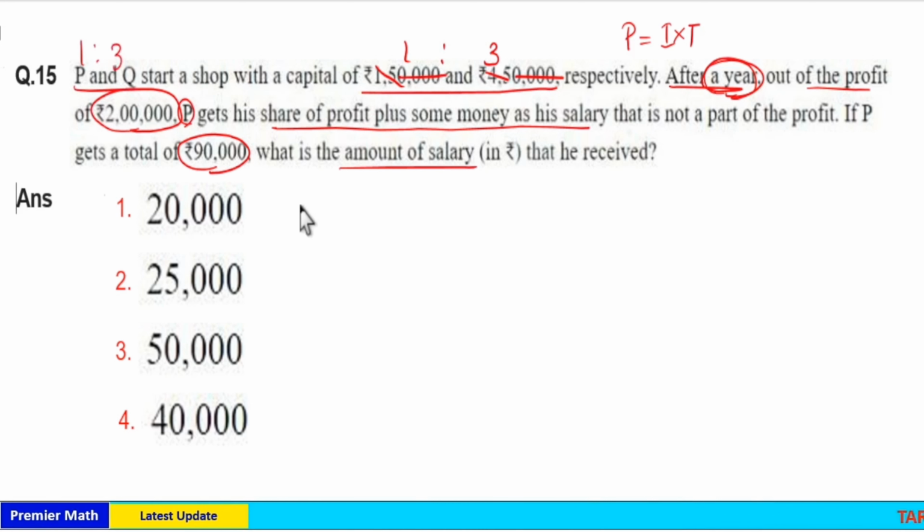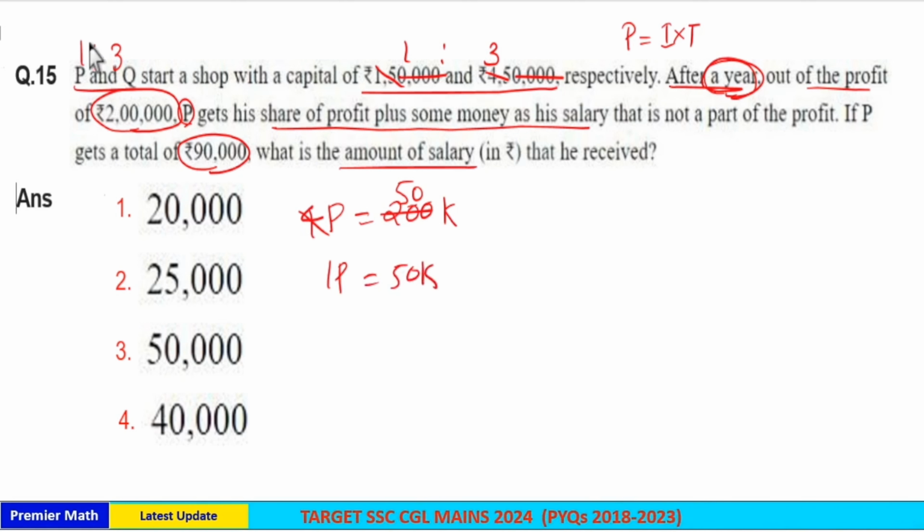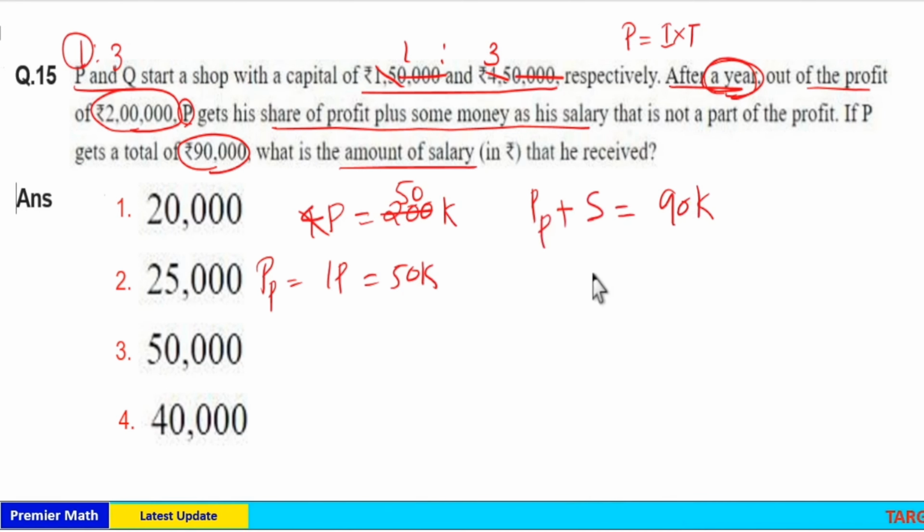That is total 3 plus 1, 4 parts is the profit generated, which is given as 2 lakh in the question. So 4 goes 50 times in 200. So 1 part is 50,000, and here 1 part is the profit for P. And here P received a total of 90,000, which means P received profit plus salary, which is 90,000. Now profit is 50,000, so salary is equal to 90,000 minus 50,000, which is 40,000.